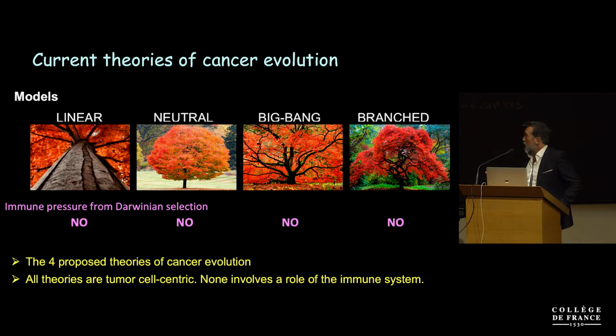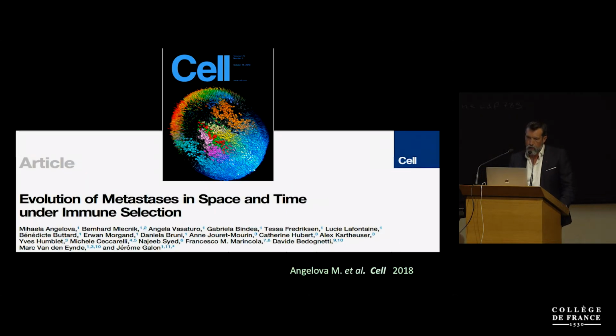And the branch model, that is probably the most accepted, says that different drivers on different tumor cells could evolve in parallel and disseminate in parallel. The common thing is that none of these models involves a possible immune pressure and possible Darwinian selection. And all these theories are really tumor cell centric, really based only on mutations and driver genes. And so we wanted to see whether in humans we could recapitulate one of these or different ones.